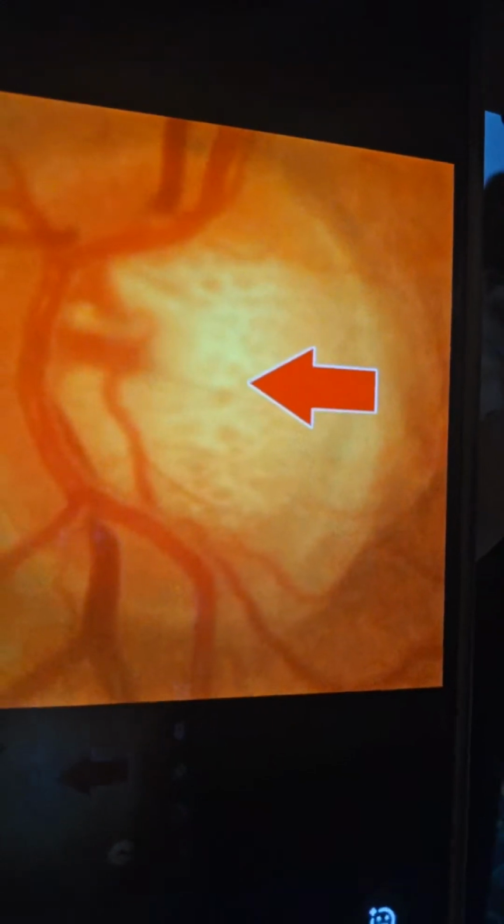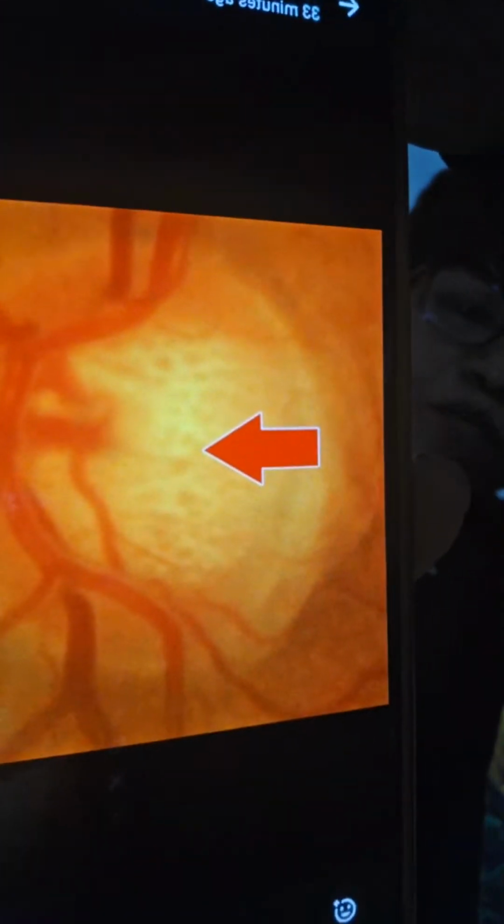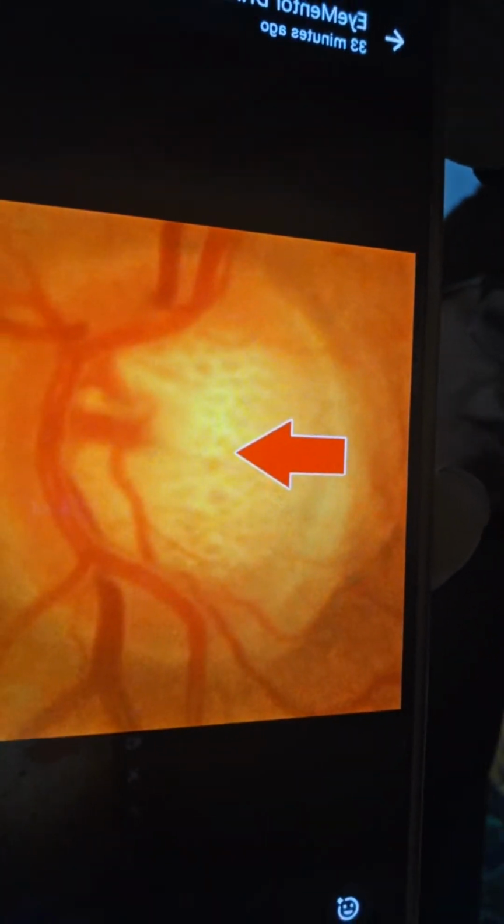So now it's a posterior segment image. What type of optic atrophy can you see in this image? What is the type of optic atrophy, or what is the sign that you actually see? I think that was the question. What is the sign that you see?